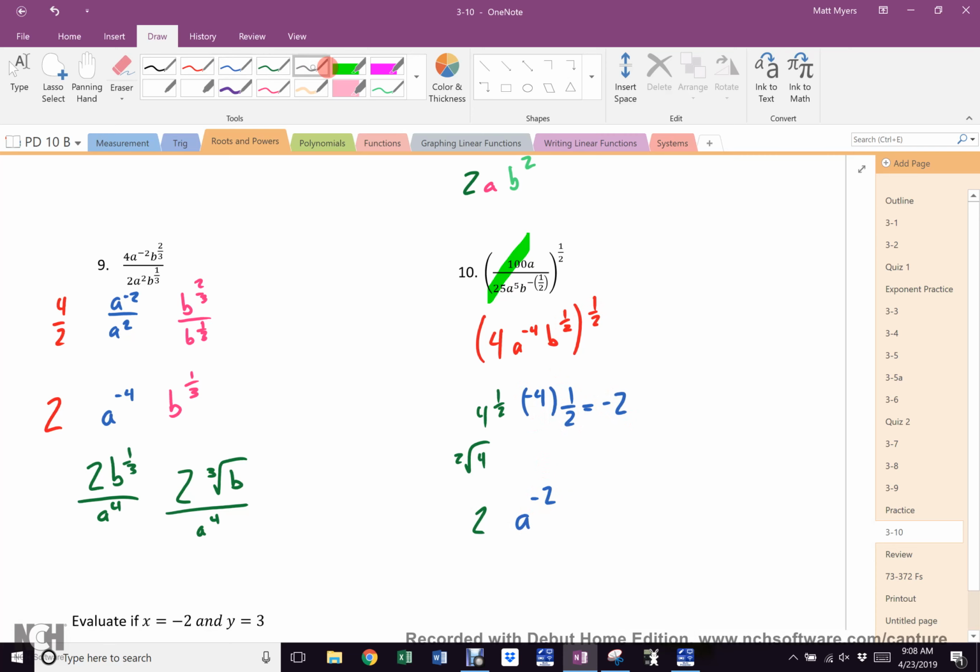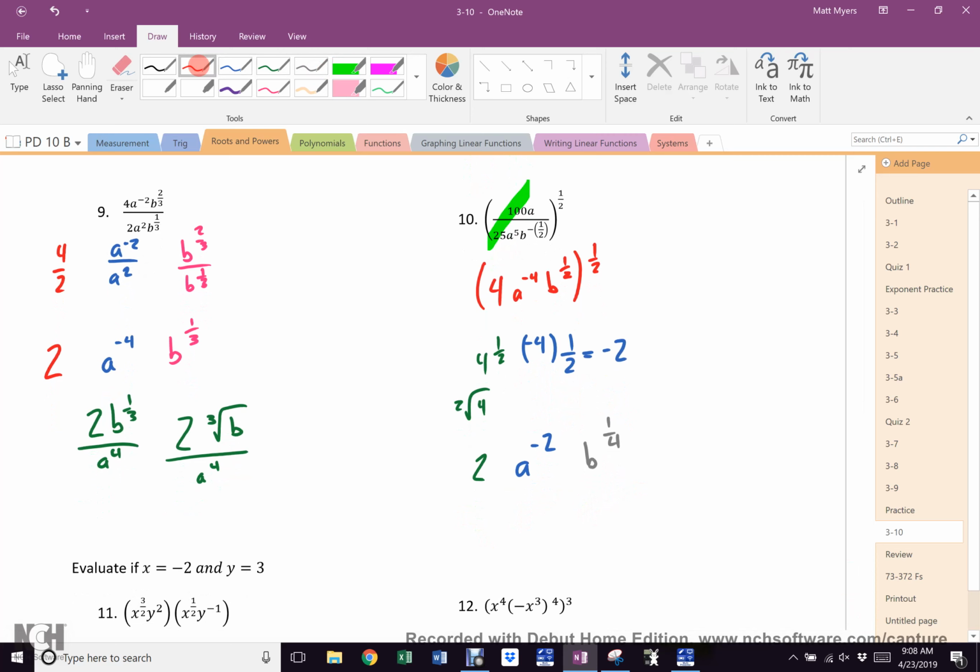And what is b? To the 1/4. What there is ugly? So it's 2b to the 1/4 over a to the positive 2. Is that okay? Is there another way I could write it? What would it be?